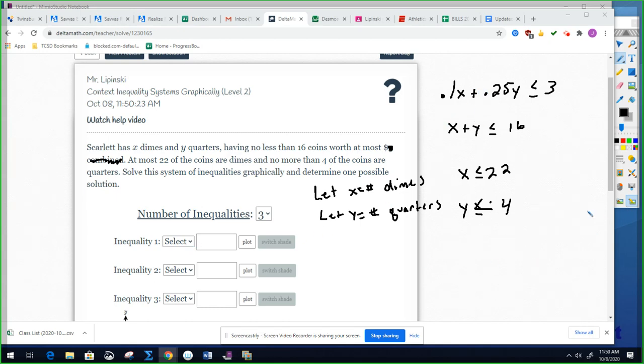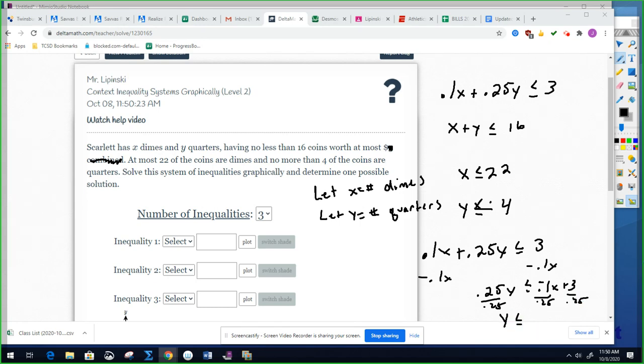How do I plot these? I have to get the y or the x by itself. For this first equation up here, I've got 0.1x plus 0.25y is less than or equal to 3. We've got to solve this for y. That's going to be the biggest point here, making sure you solve this for y. So minus 0.1x, 0.25y is less than or equal to negative 0.1x plus 3. I'm going to divide by 0.25. Make sure you're paying attention to your decimals. y is less than or equal to negative 0.1 divided by 0.25, which is negative 0.4, which is negative 2 over 5. So I have a negative 2 over 5 here.